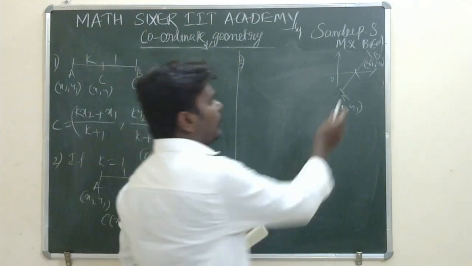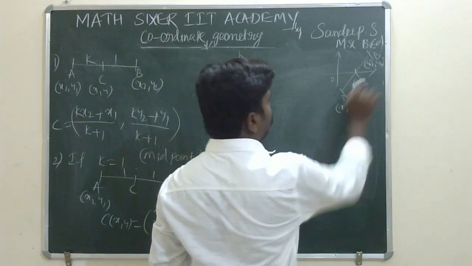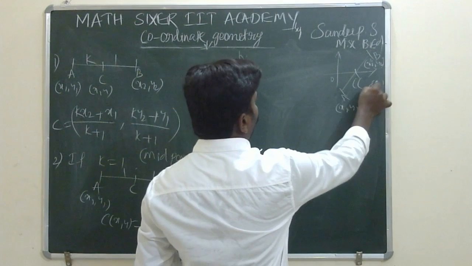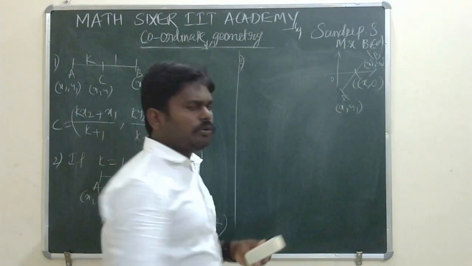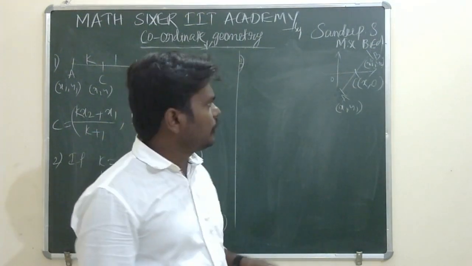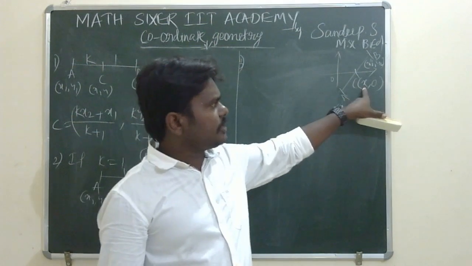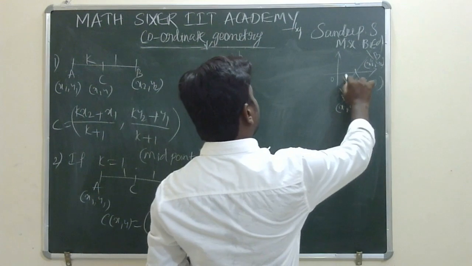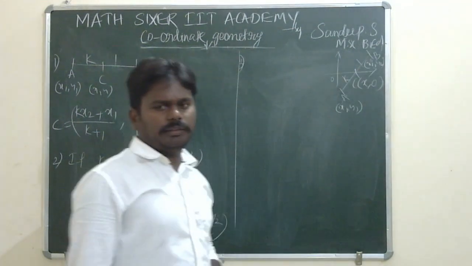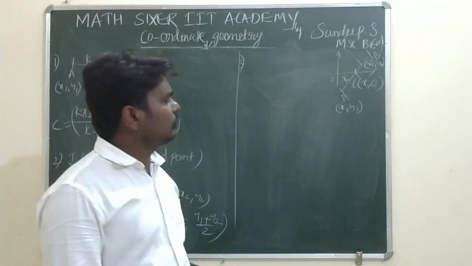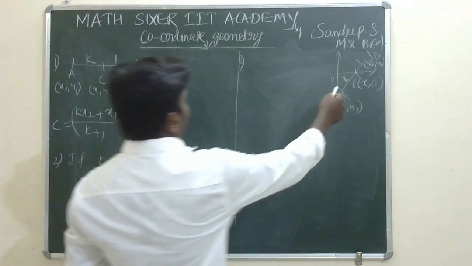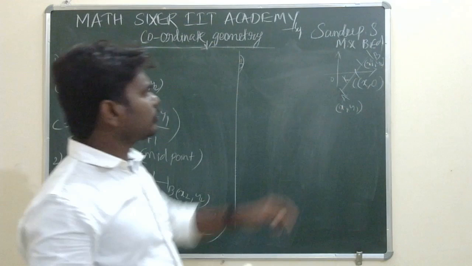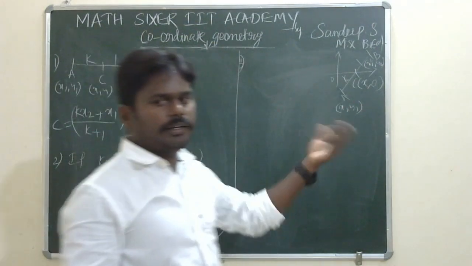That means on the x-axis, when you take point C, we know that the y coordinate is 0 and we can take the x coordinate as x. So now I am taking point C as (x, 0), and let us suppose that the point C divides AB in the ratio of k is to 1. Then use this formula and find the value of k, and you will get the answer.